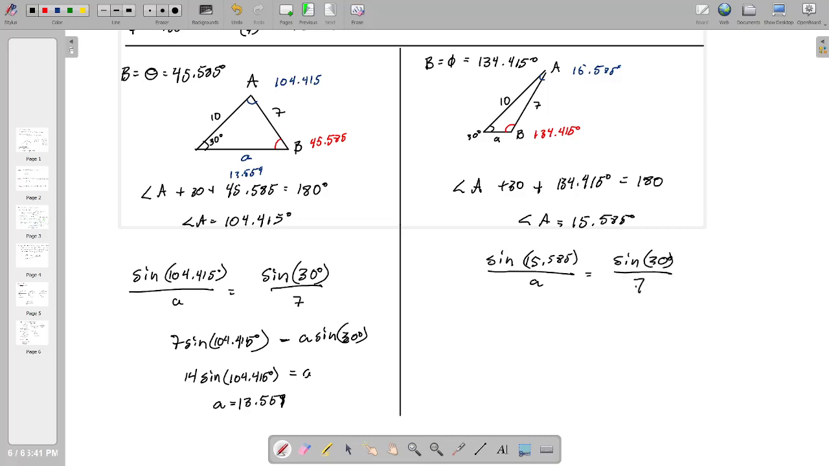We use information that's given. We use 30 and 7 because it's given information. It's not rounded. B is a rounded angle, so I don't want to use that.